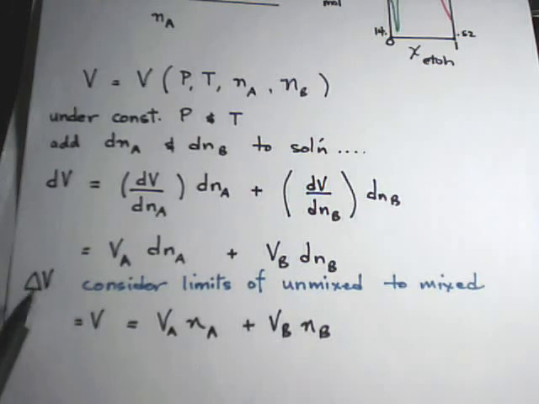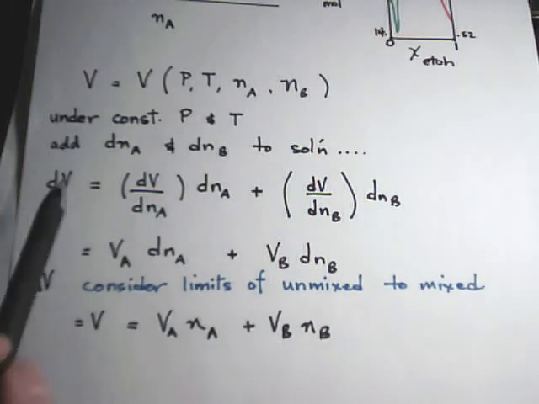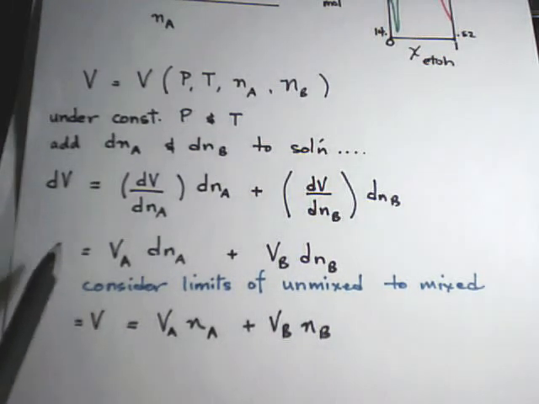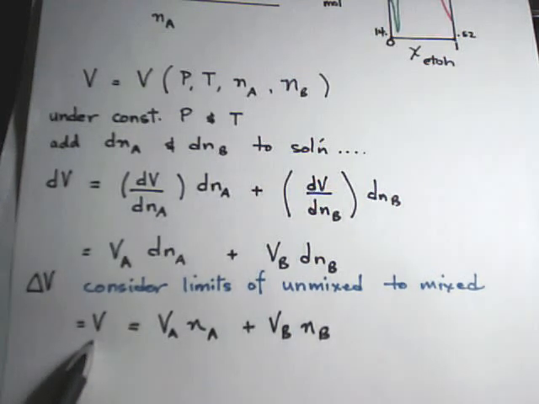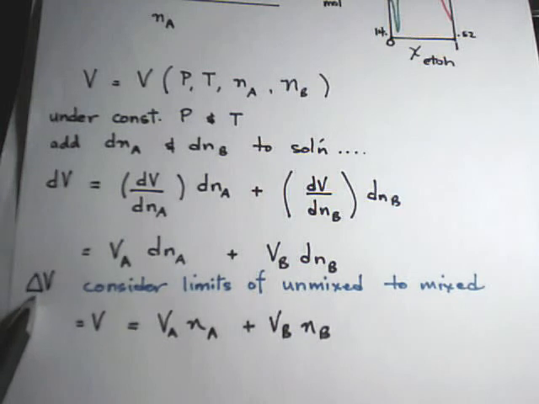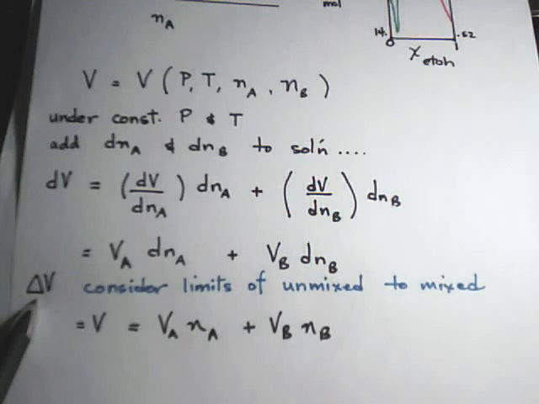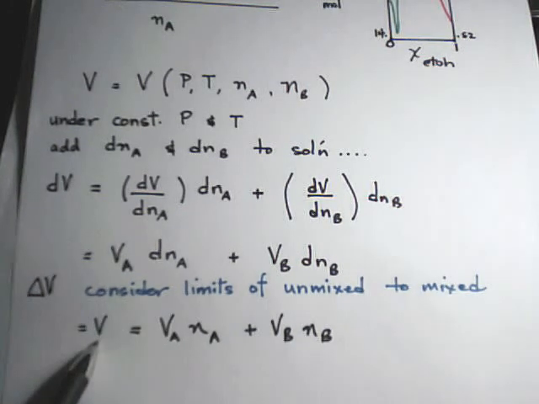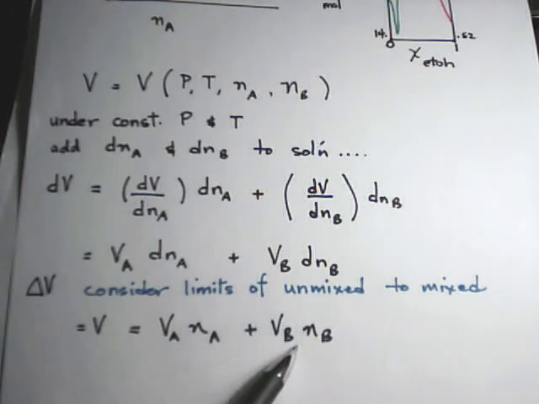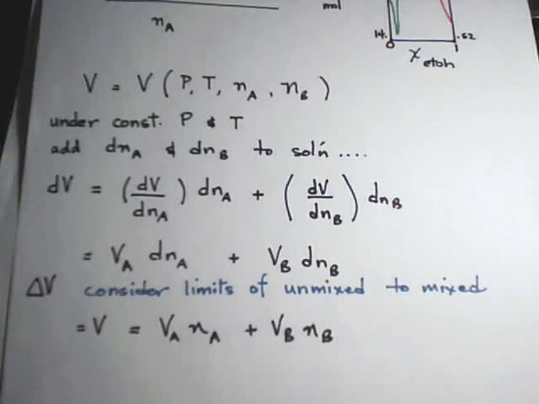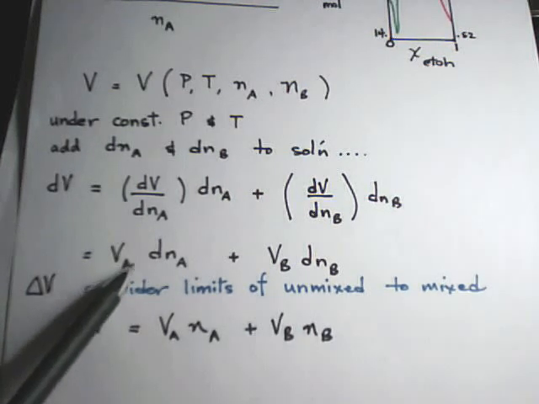So when you're reading this in the book, you might think, okay, that was fine, and that was fine, and then we integrated, and I got that. But how can they say delta V is equal to V? It's because you've gone from initial unmixed to final mixed. And so really the change is the total volume of the solution, and it's equal to V_A n_A plus V_B n_B. Okay, because you integrated from here.